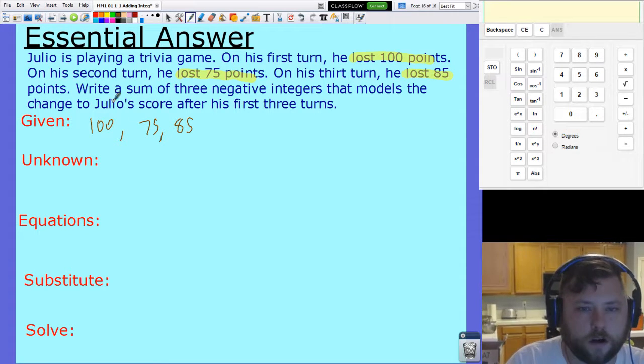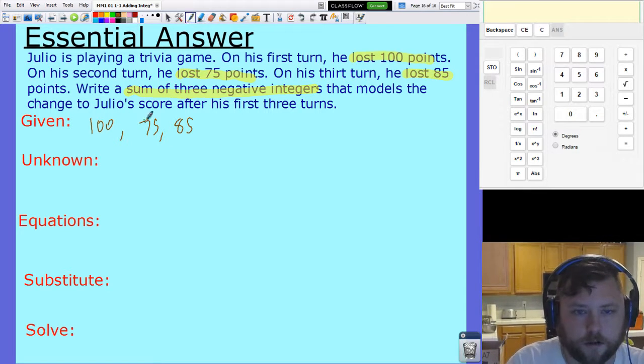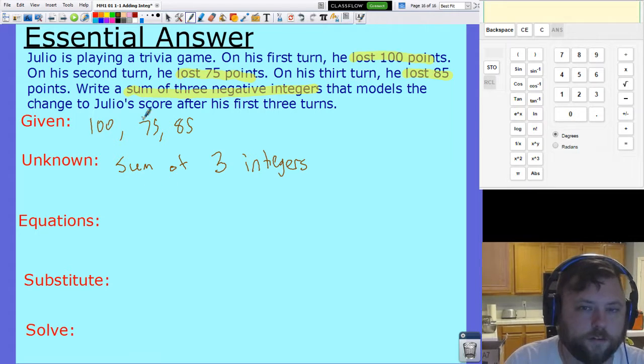What is your unknown? What are you trying to find? This is what you're trying to find right here: the sum of three negative integers that models the change in the first three terms. So we want to find the sum of three integers. It's a sum. You're trying to find a sum. Or you can just say, I want to find the sum.